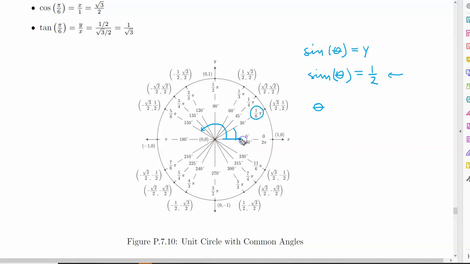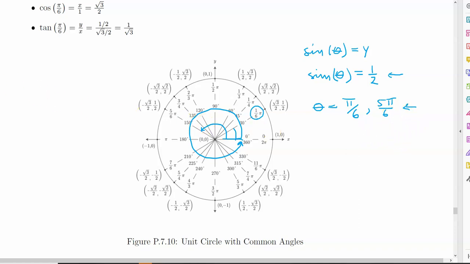remember the angle 0 is this angle right here on the positive x-axis, and then 2 pi means we go all the way around 360 degrees, or 2 pi radians. So the only two angles that satisfy this equation are pi over 6, which also corresponds to 30 degrees, and 5 pi over 6, which corresponds to 150 degrees. So these are our solutions to part A of the problem.